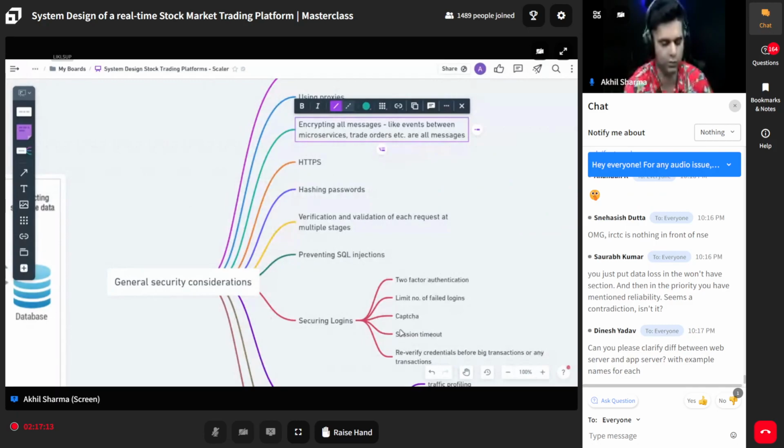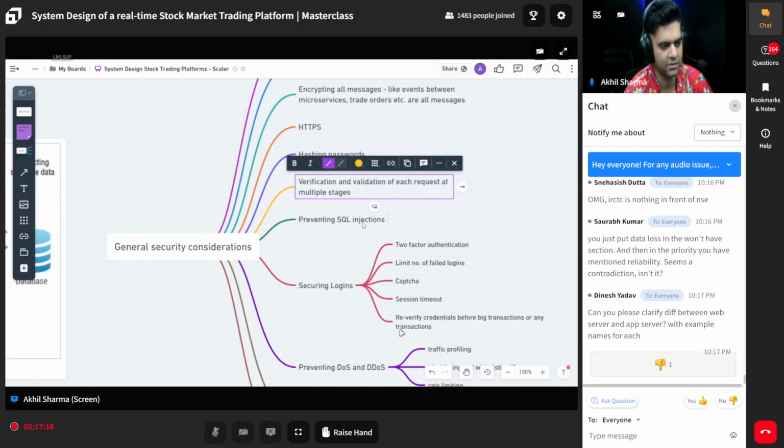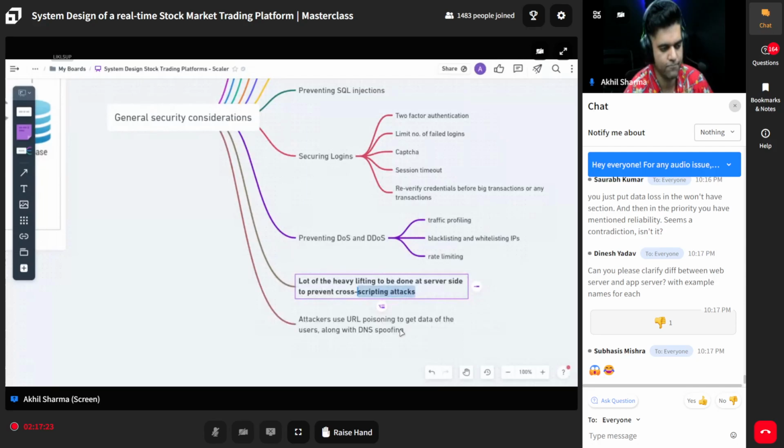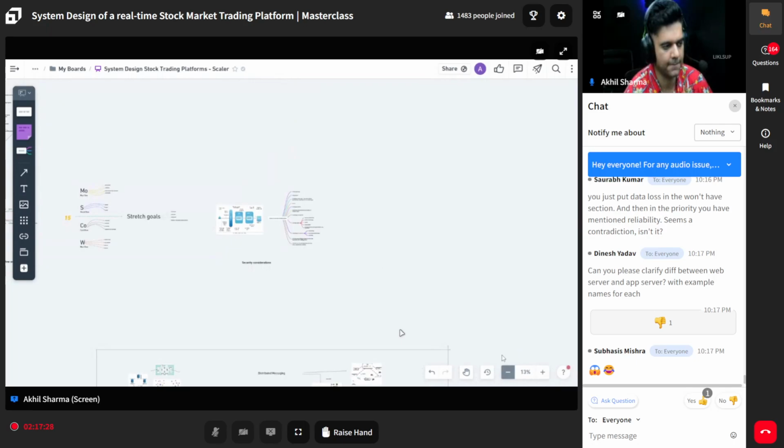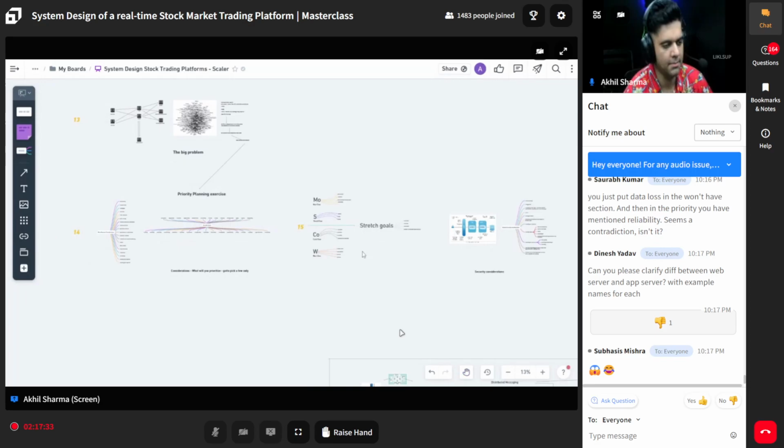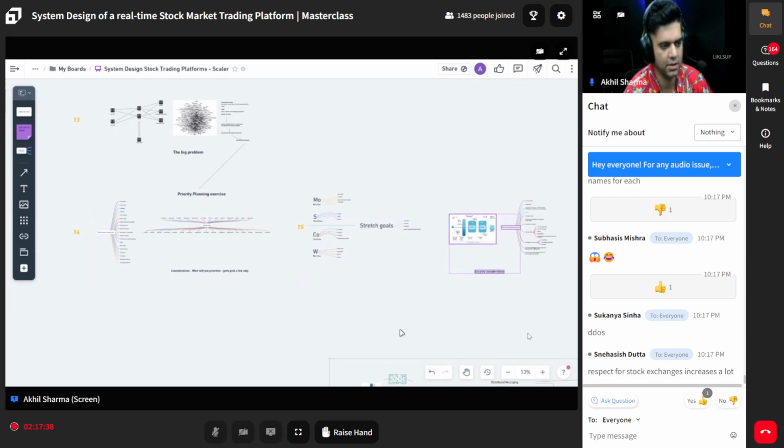We're going to have SSL, we're going to hash all the passwords, we're going to prevent SQL injections, we're going to secure the logins, and a lot of the heavy lifting we'll have to do at the server side for cross-scripting attacks, okay? So I've mentioned that also. So these are our MoSCoW. This is our priority planning exercise, which included considerations, understanding MoSCoW and stretch goals and security considerations.